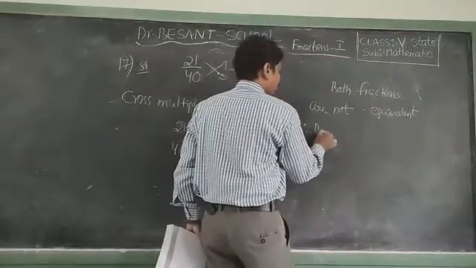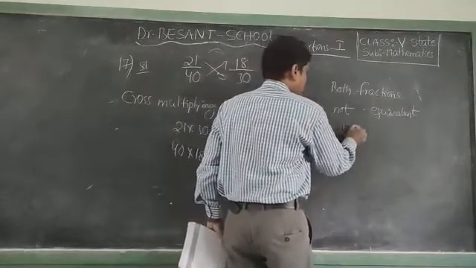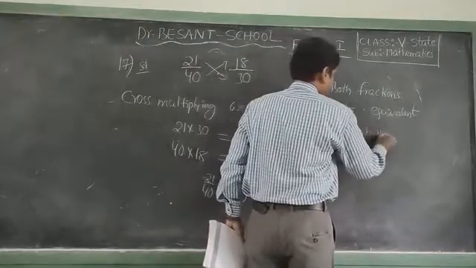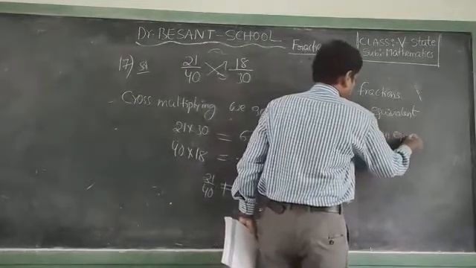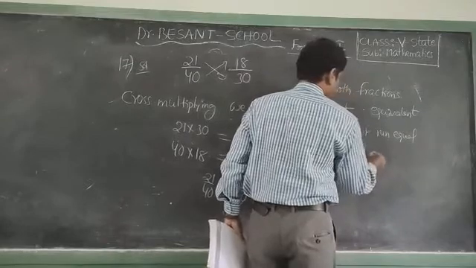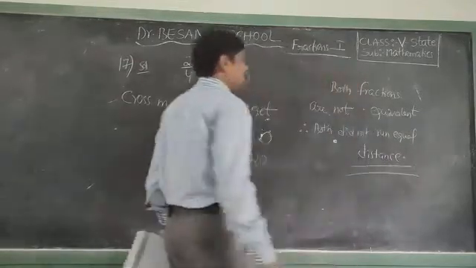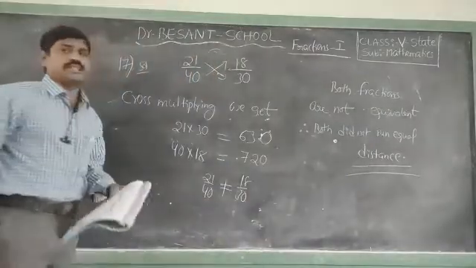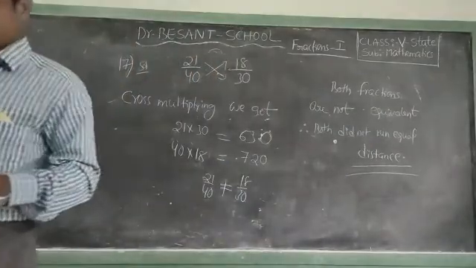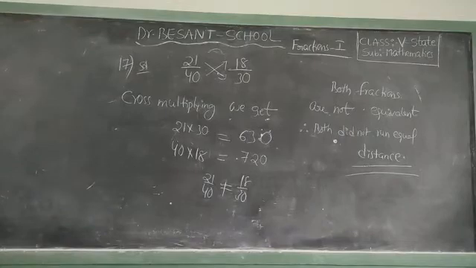That's why they did not run equal distance. Therefore, both did not run equal distance. So this is the 17th one solution. Children, note down. Next, read the 18th one question.